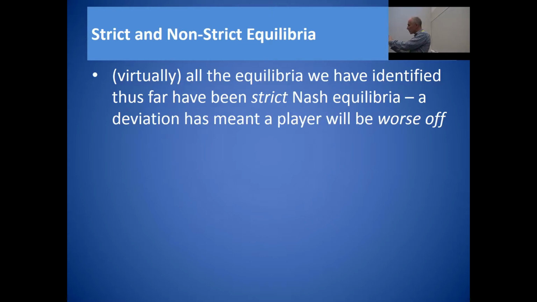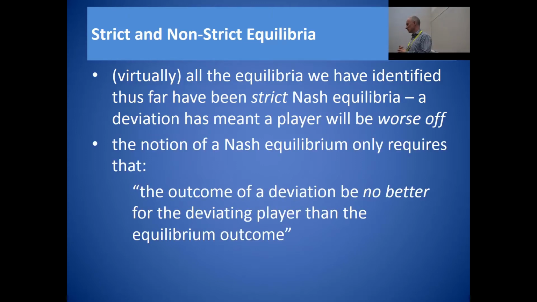So in a Nash equilibrium, if you chose a different strategy, you get a lower payoff, you're worse off. Therefore, do you have an incentive to deviate? No. The vast majority of the Nash equilibria that you've seen so far have been of that variety. They've been strict Nash equilibria. If a player deviates, they're worse off. Therefore, does that player have an incentive to deviate? No. However, there's a subtle difference though.